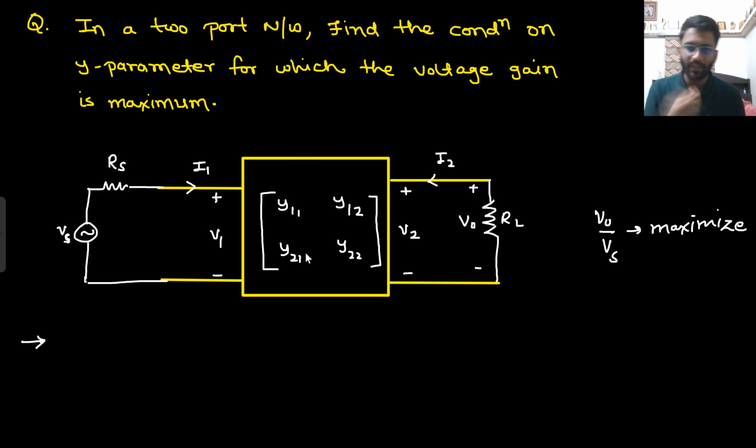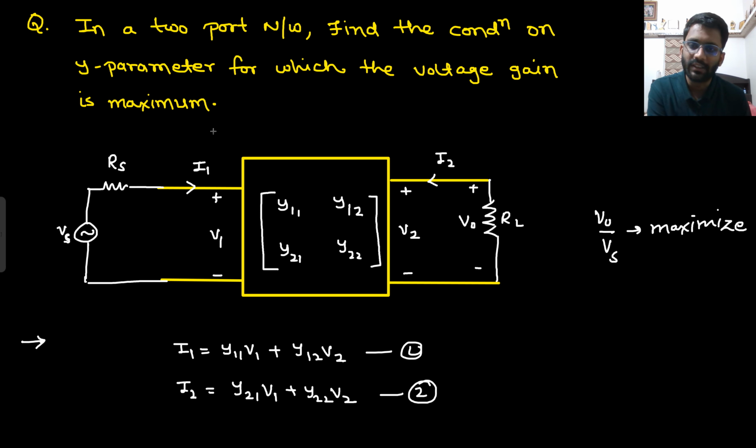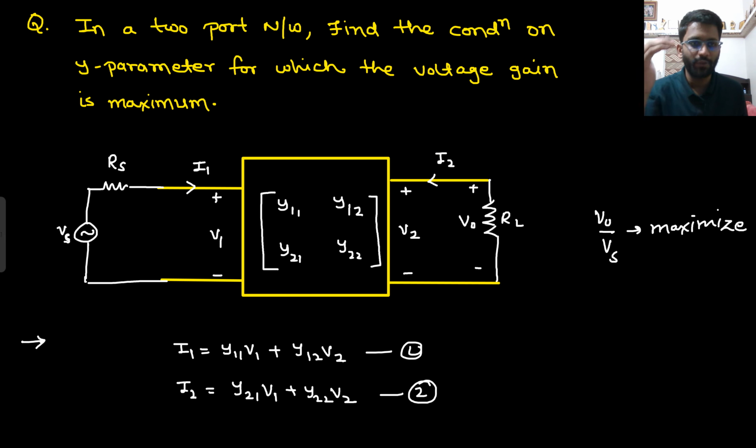This is our target. What is Y parameter? Y parameter simply shows that your I1 is equals to Y11 V1 plus Y12 V2, and your I2 is equals to Y21 V1 plus Y22 V2. This particular box tells these things. I1 is equals to Y11 V1 plus Y12 V2, I2 is equals to Y21 V1 plus Y22 V2. You have to maximize the voltage gain, V naught by Vs.